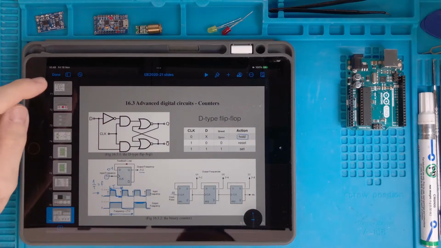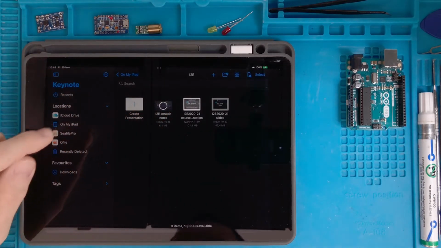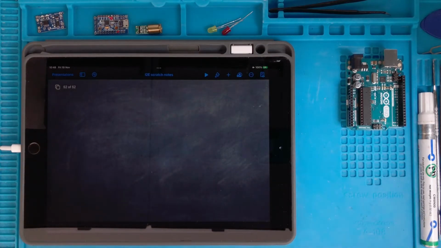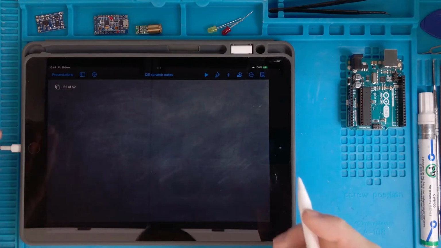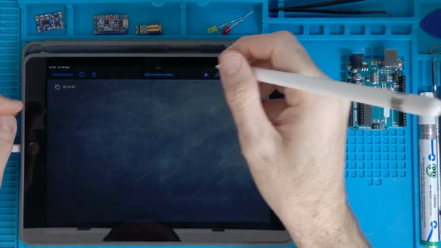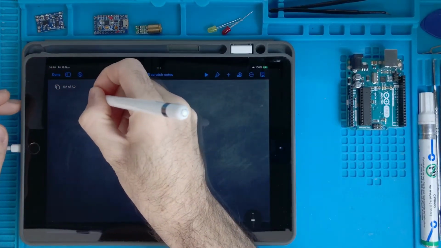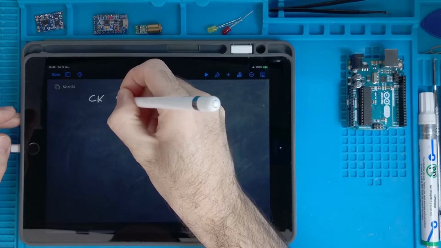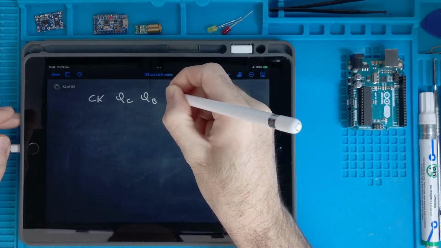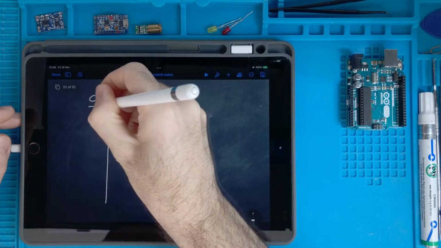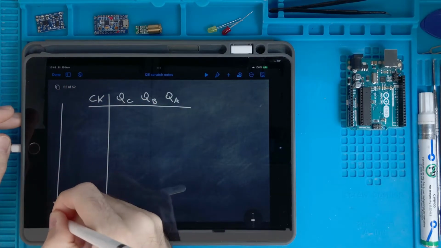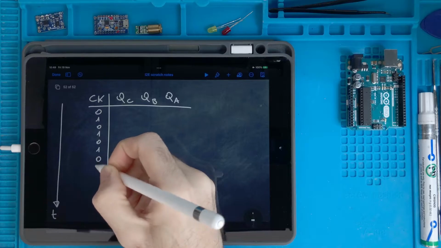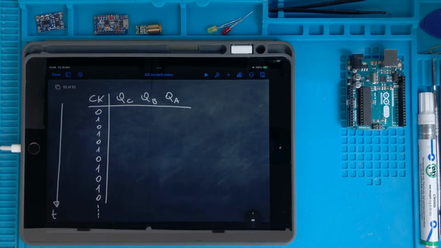So if we go to our blackboard, we can try to represent this as a table of values that are changing in time. So what we are doing now is a sort of truth table for these sequential circuits. So it's like this. We have the clock value and then three outputs. Let's call them QC, QB, QA. So the time goes like this. So the clock can be 0, 1, 0, 1, 0, 1, 0, 1, 0, 1, 0, and so on forever.